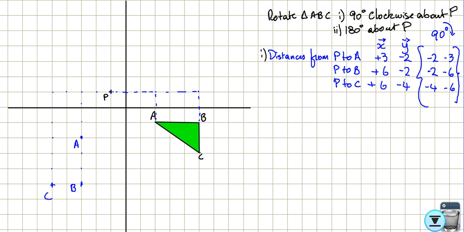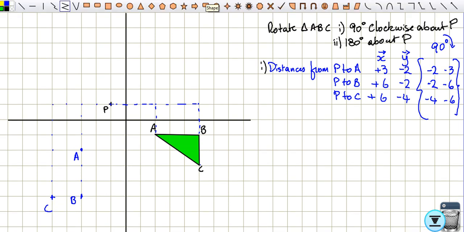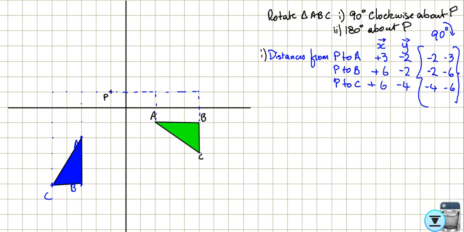So that is our first one. I'm going to draw the triangle. Right, the first triangle is here. So we have the first one. Okay, that's number 1.